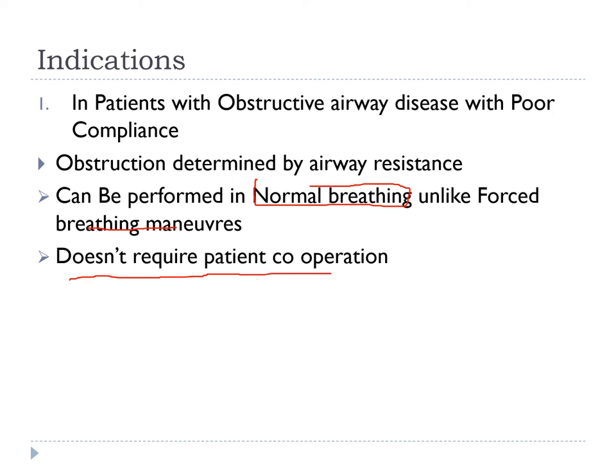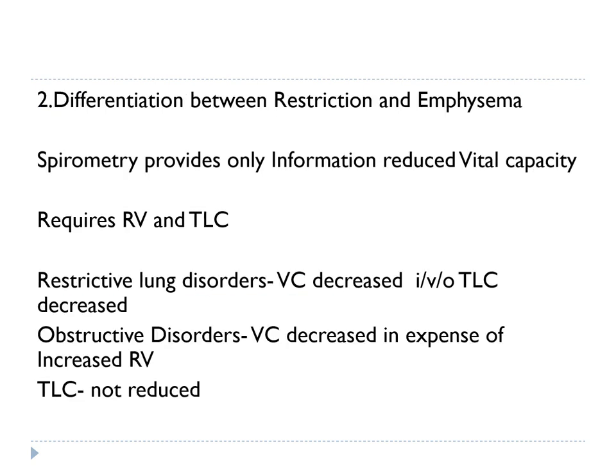Those are the two main important indications for use of the body plethysmograph, and it helps in the distinction between restrictive and obstructive disease. Why do you say that? Because spirometry provides only information like a reduced vital capacity, and we need to know the residual volume and the total lung capacity. Why? Because in restrictive lung diseases, the vital capacity is decreased in view of the decreased total lung capacity. Whereas in obstructive lung diseases, vital capacity is decreased in view of increased RV. So in fact, total lung capacity is not reduced.